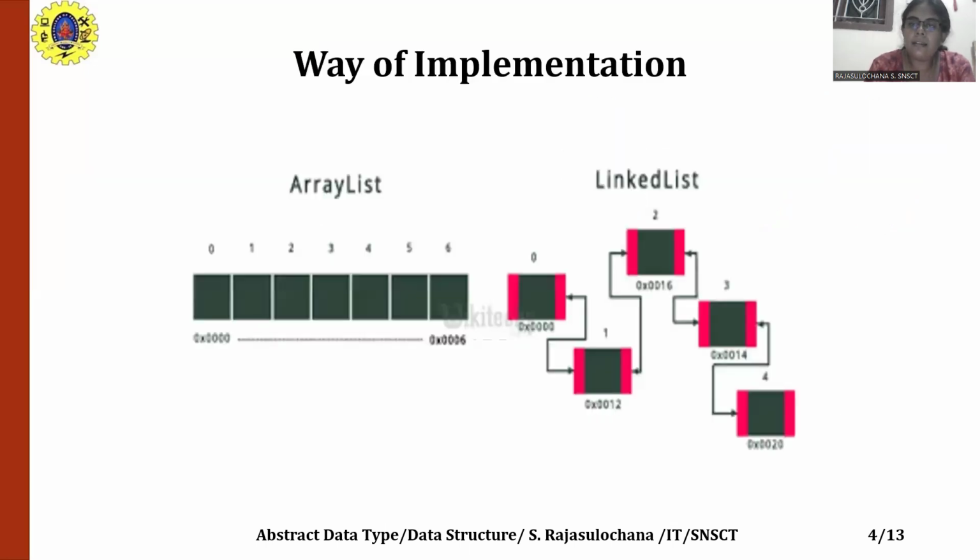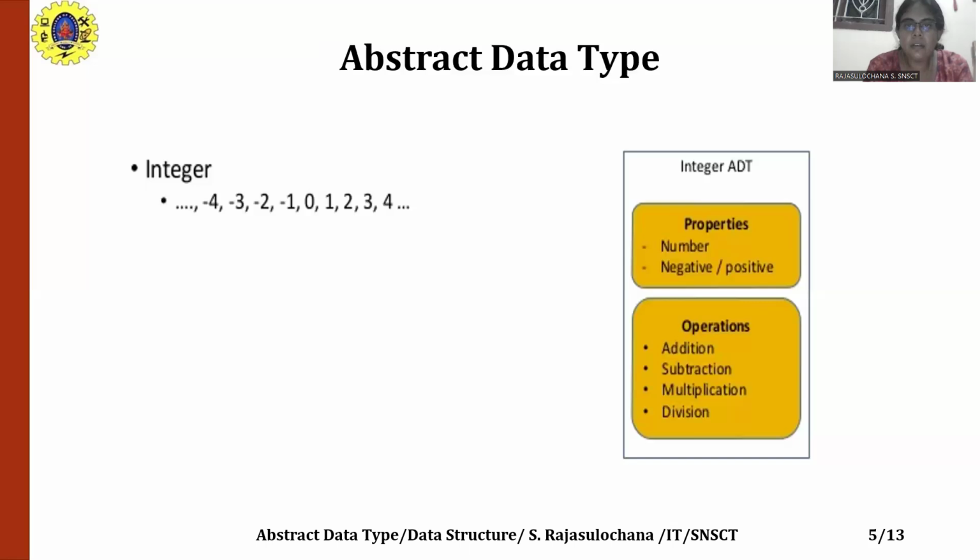Again, if you want to implement an abstract data type, we have two types. One is array implementation and the other one is linked list implementation.